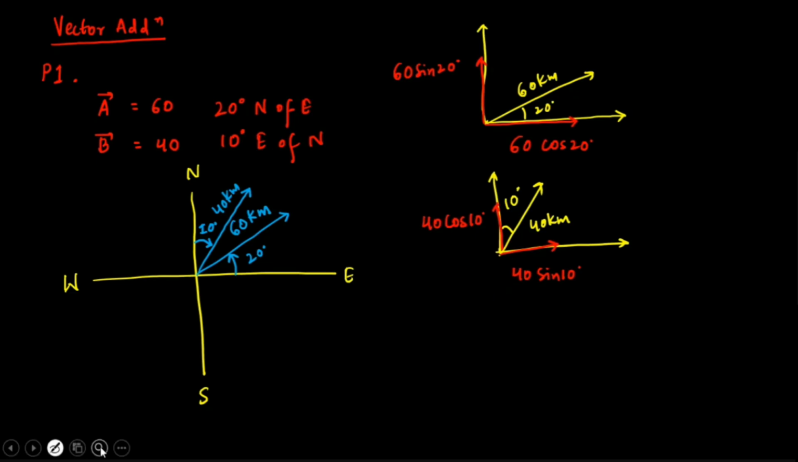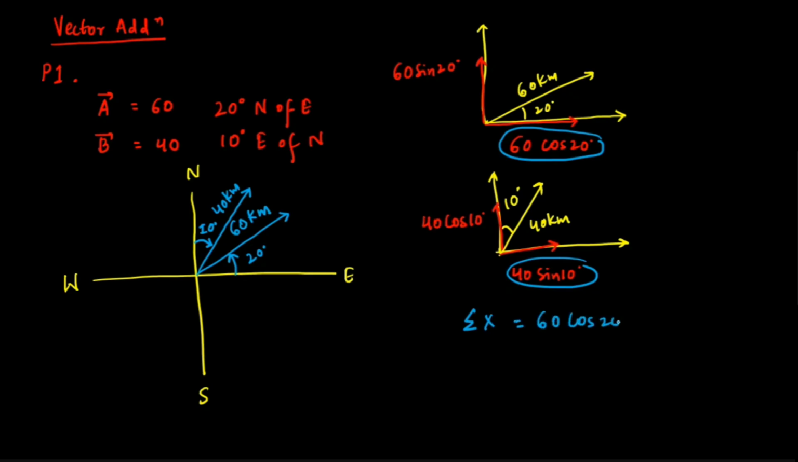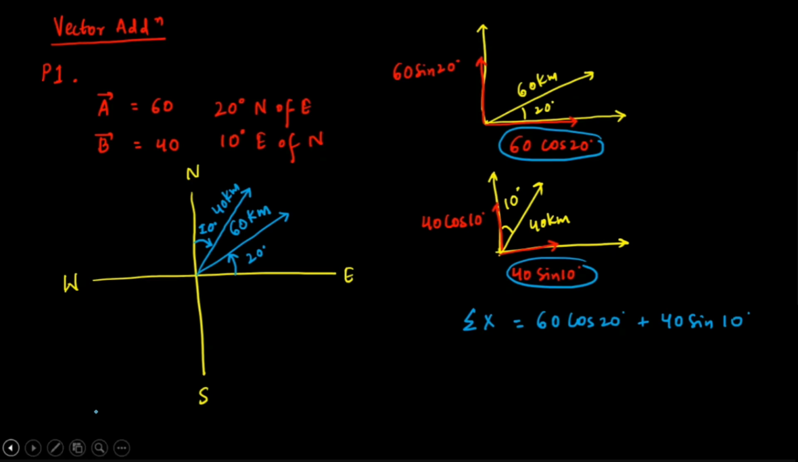So how are we supposed to solve it further? We'll be adding the components along the x-axis, and we can write that the summation of x is going to be 60 cos 20 plus 40 sine 10. Now, in order to find the value of this cos and sine, we can simply use a calculator. There is no issue on that. Similarly, the summation along y can be written as 60 sine 20 plus 40 cos 10. So we can solve them and we will have the values of them.